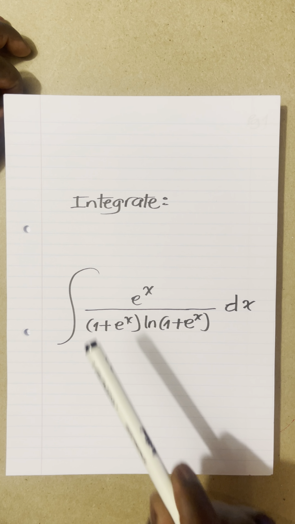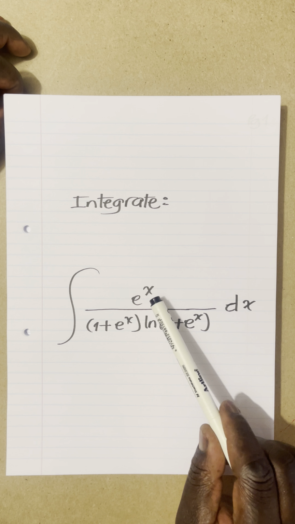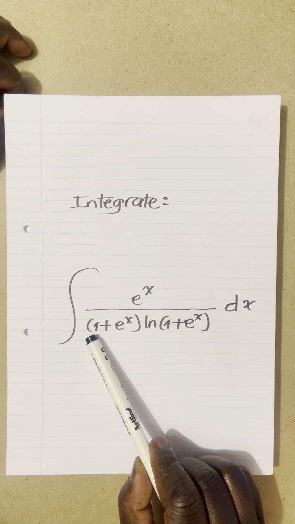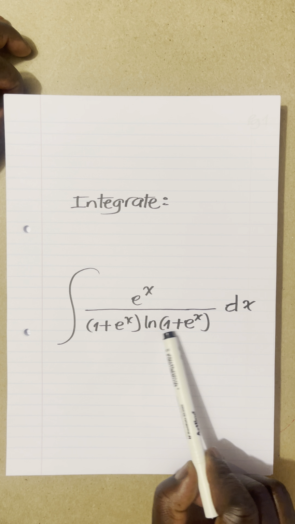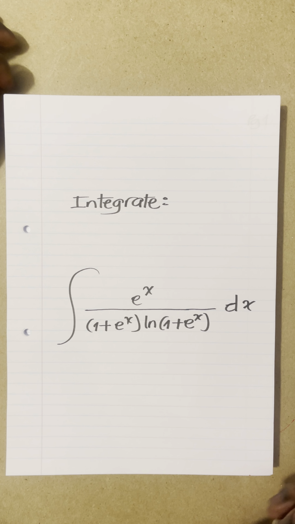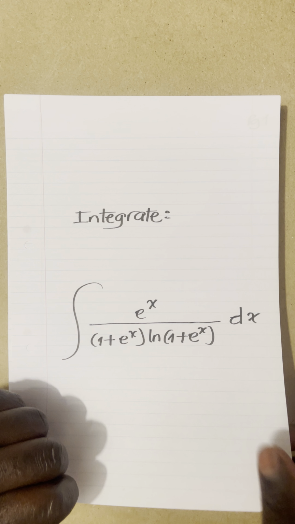In this video I have this integral to work on. It's the integral of e to the power x all over in brackets 1 plus e to the power x, multiplied by the natural log of 1 plus e to the power x dx. Now how do we approach it? Well, u substitution is the way to go.